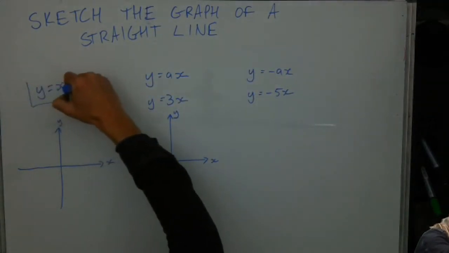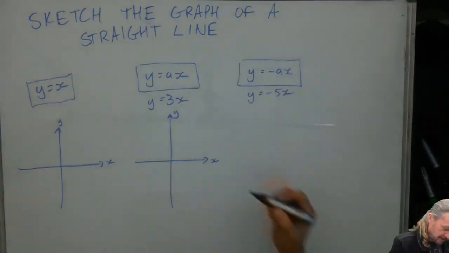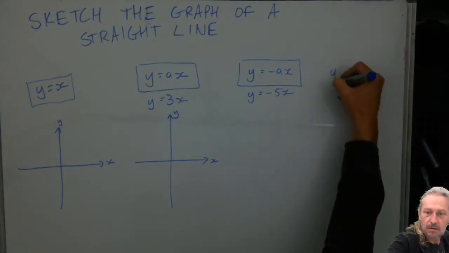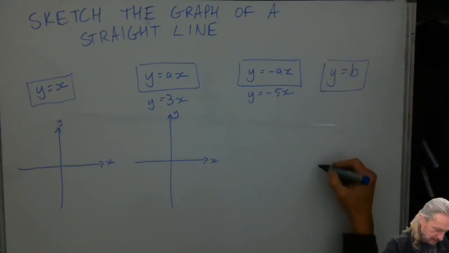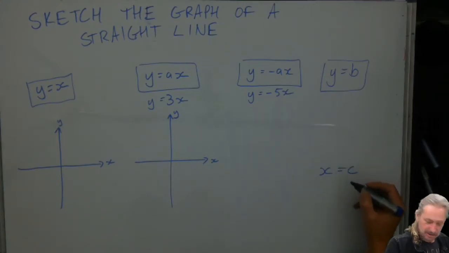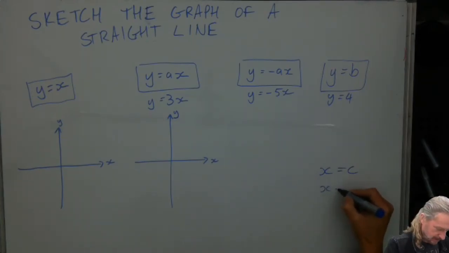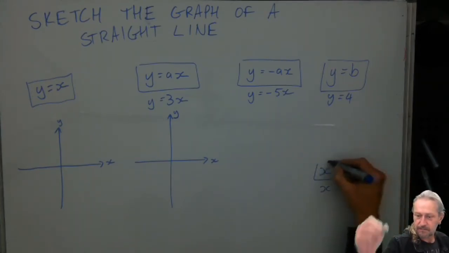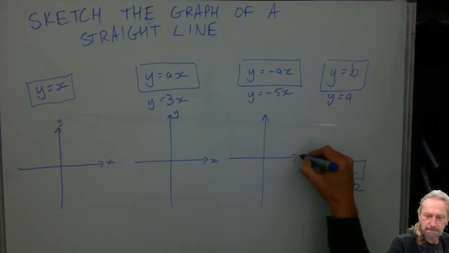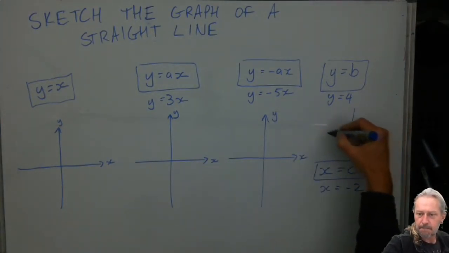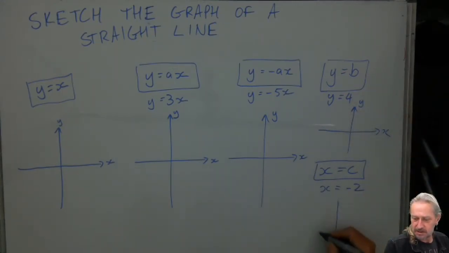So these are the general forms, and these are just examples. y equals b. And we'll fit the last one, x equals c. So this is, for example, y equals 4 or x equals -2. y equals x, and then we'll squeeze this one in here.